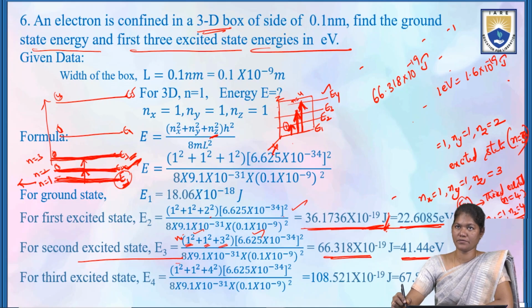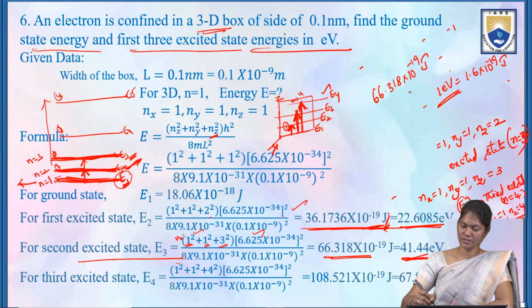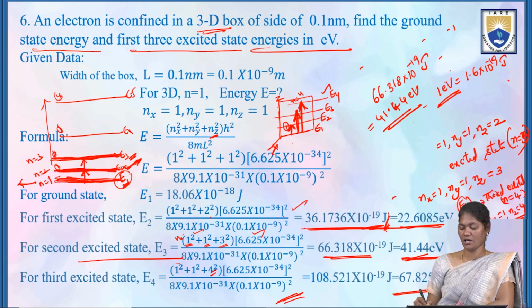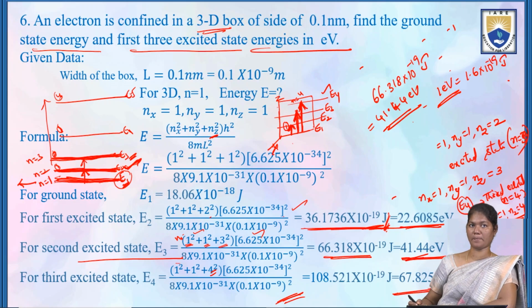So converting into electron volts, we'll get the value 41.44 electron volts. So here also, for the third excited state, nz becomes 4. So substituting and calculating, we'll get 67.825 electron volts.